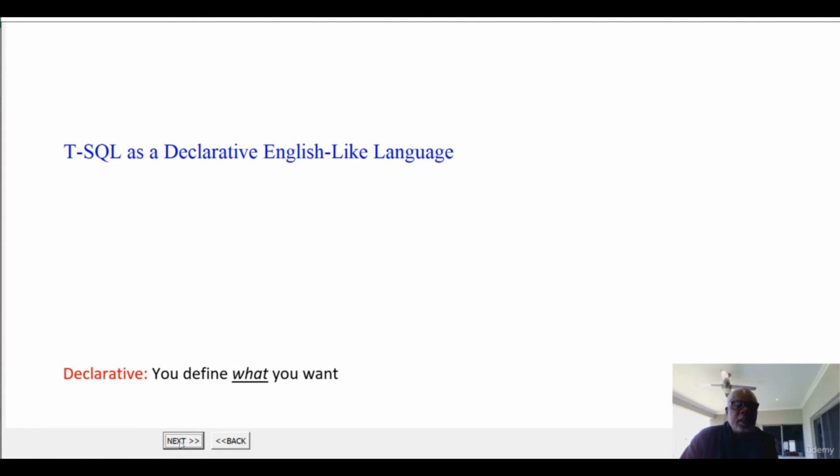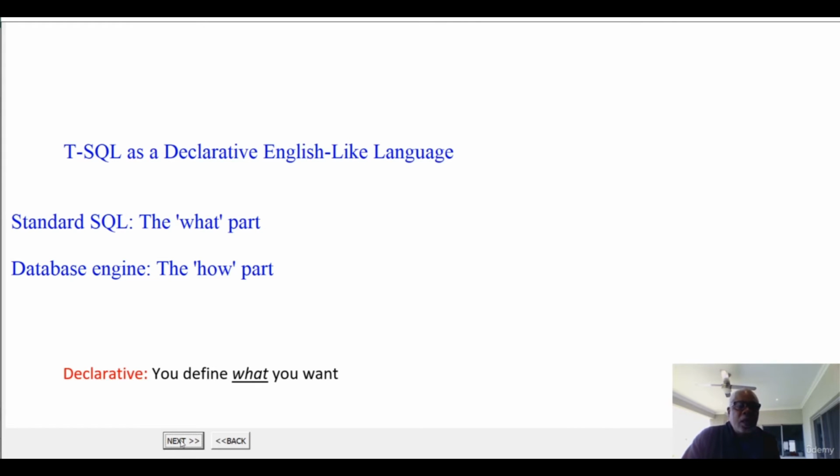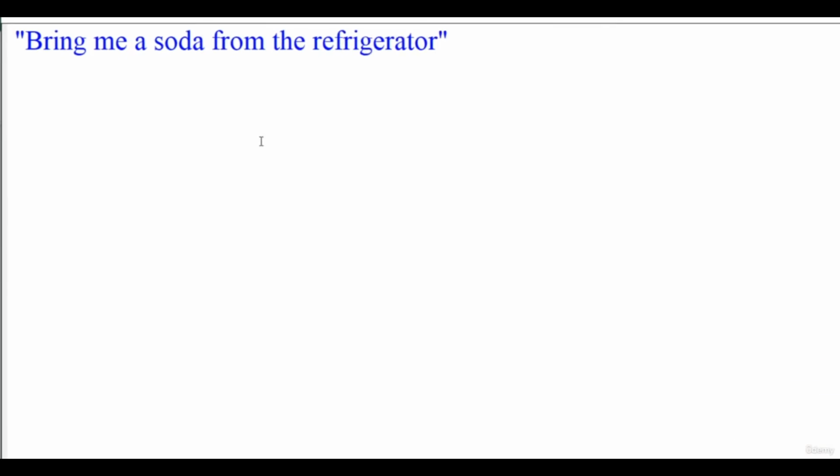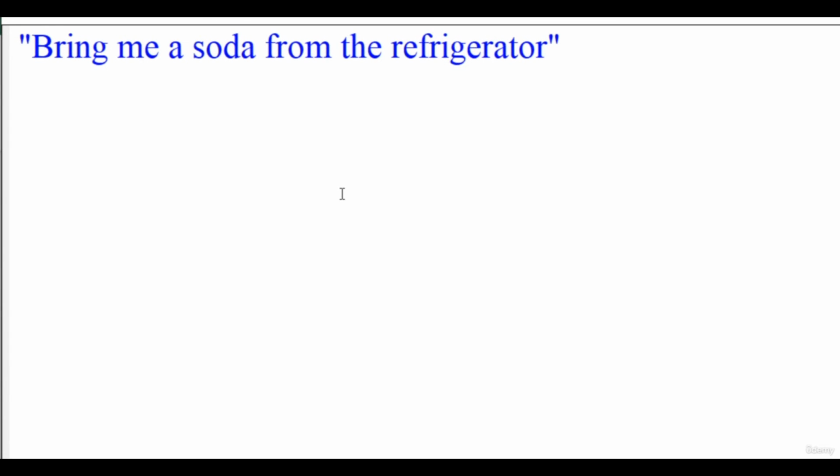As we have said, the declarative part of the language is to do with what you are looking for. And the database engine is concerned with how to get for you what you are looking for. Let's look at the declarative language here. You can give this statement to a person: bring me a soda from the refrigerator. Observe that in this instruction, it is purely English. And the object comes first before the location. The object that you want is mentioned first before the location.